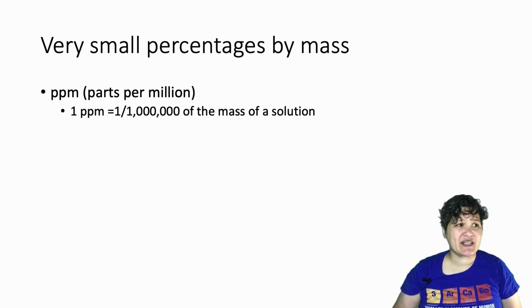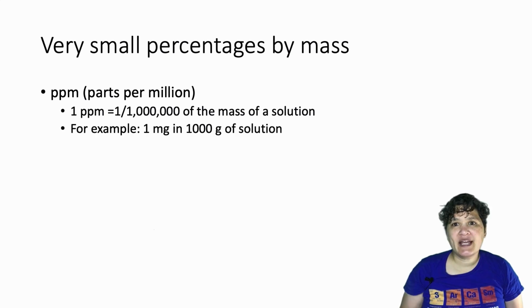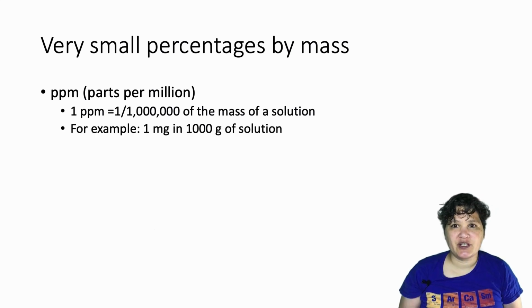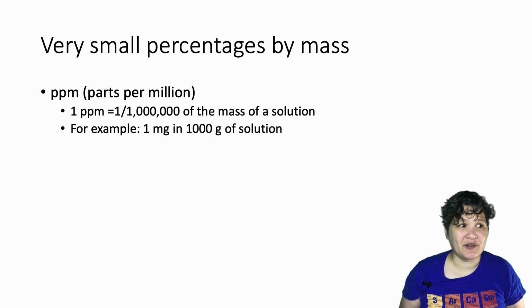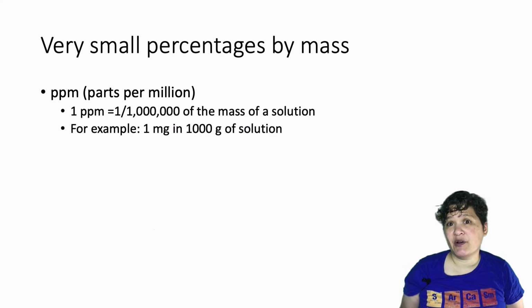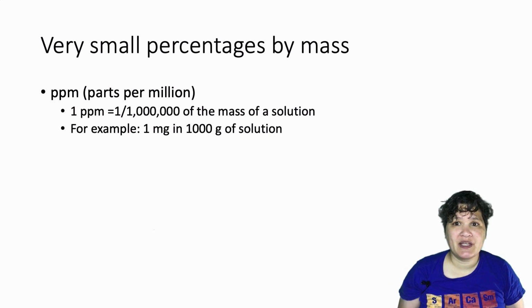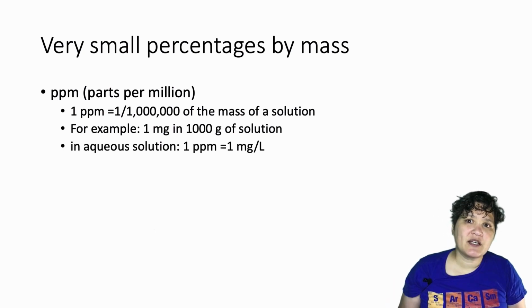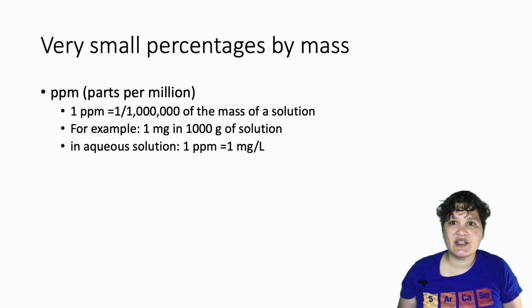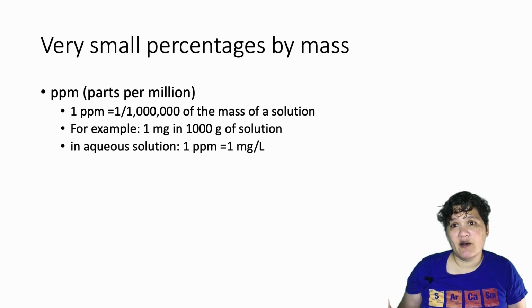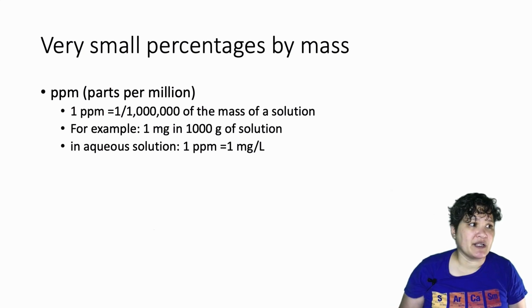So if you're thinking about aqueous solutions in particular, you can have 1,000 grams of solution, which by the way is 1 liter, right? And your component will be 1 milligram of that. That's 1/1,000,000th of a liter. And so sometimes when you're talking about parts per million, you'll see things written as milligrams per liter. 1 milligram per liter is a part per million.